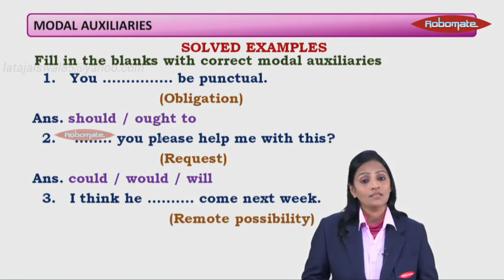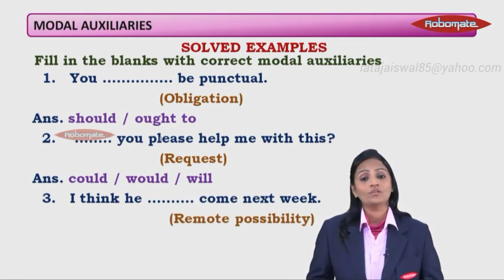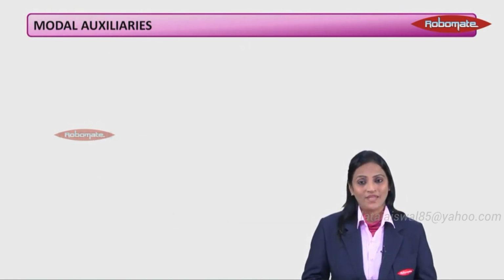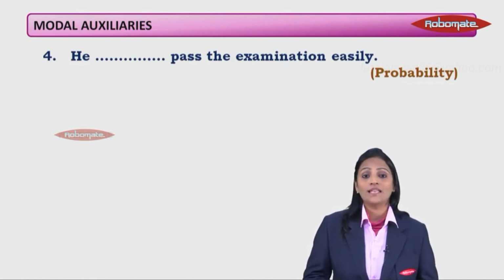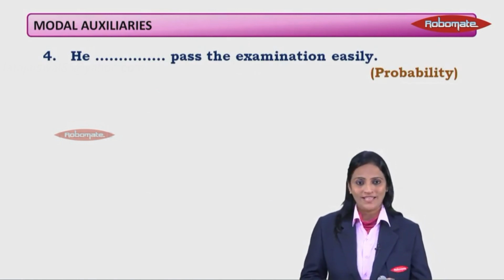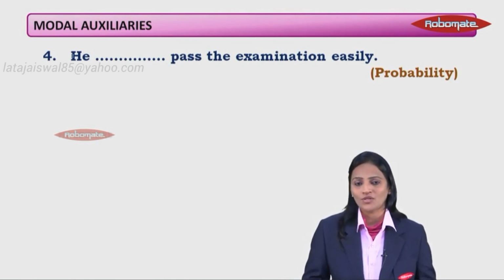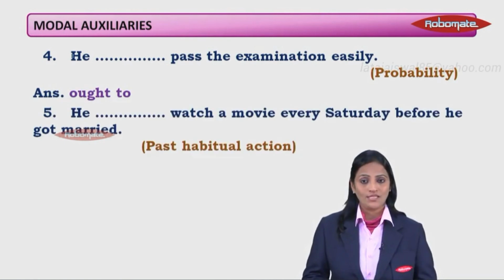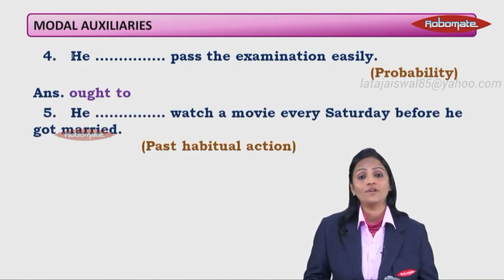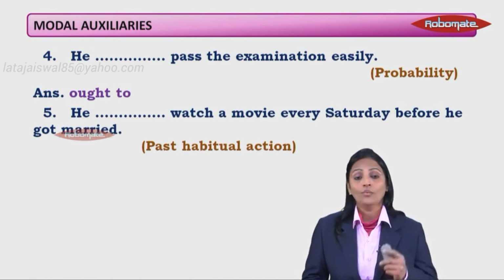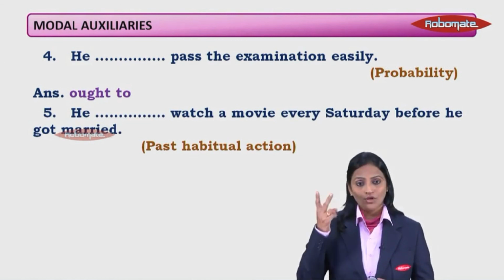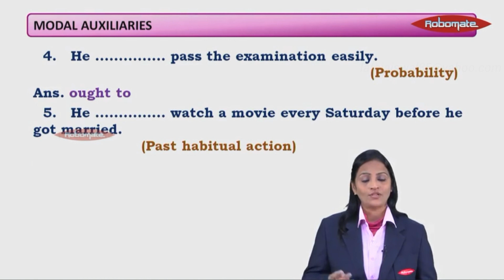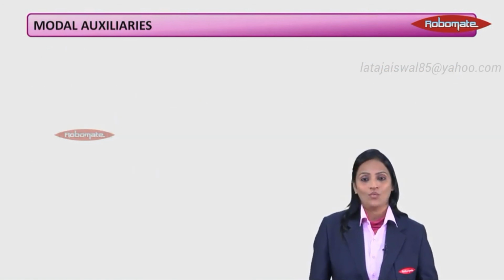I think he dash come next week. Now here they are asking you to write an auxiliary which shows remote possibility. And we know there's only one for that, that is might. We have he dash pass the examination easily. Probability based on certain conditions and situations. We know that it is ought to. He ought to pass the examination easily. He dash watch a movie every Saturday before he got married. Now, we're talking about a past habitual action. Two options, students. By now, I'm sure you've learned that. We have two options for a past habitual action. That is used to and would.